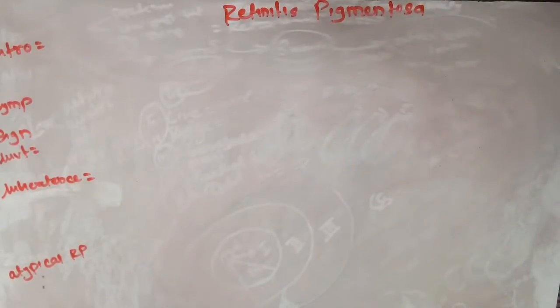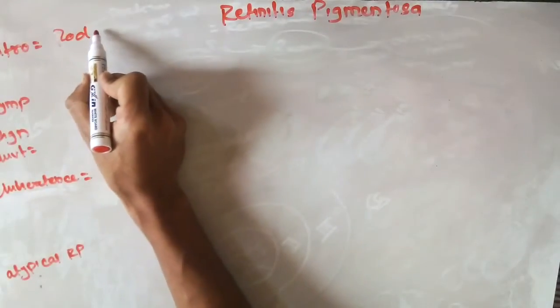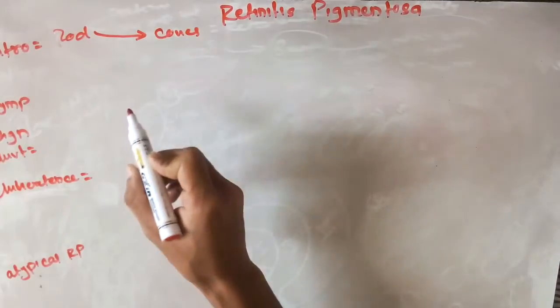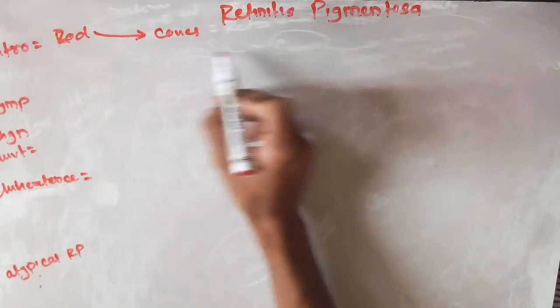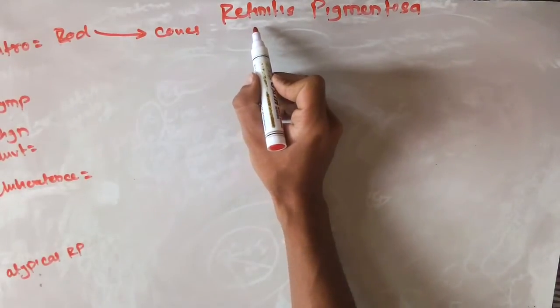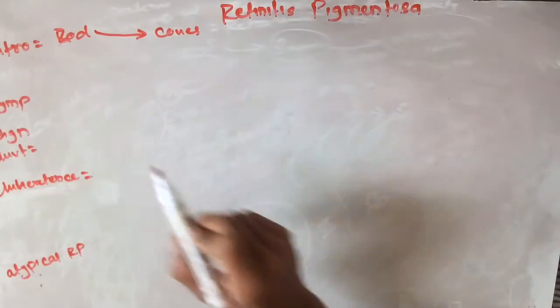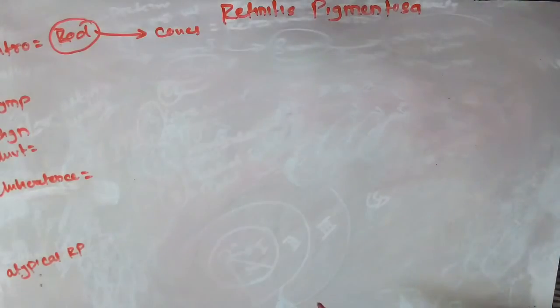Retinitis pigmentosa is a clinically and genetically diverse disease which affects the pigment epithelium. Initially only the rods are affected, but later on it also affects the cones. It usually destroys the rods and cones. So how to define it? It is a clinically and genetically diverse type of disease affecting the rods and cones. In the initial stage only rods are affected, and later cones are also affected.